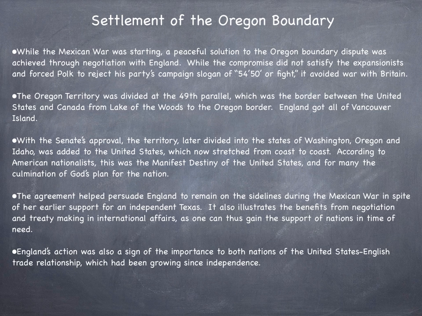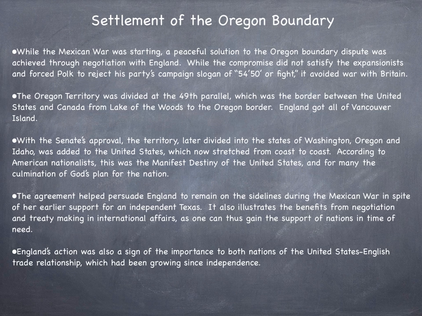Settlement of the Oregon boundary. While the Mexican War was starting, a peaceful solution to the Oregon boundary dispute was achieved through negotiation with England. While the compromise did not satisfy the expansionists and forced Polk to reject his party's campaign slogan of 54-40 or fight, it avoided war with Britain.